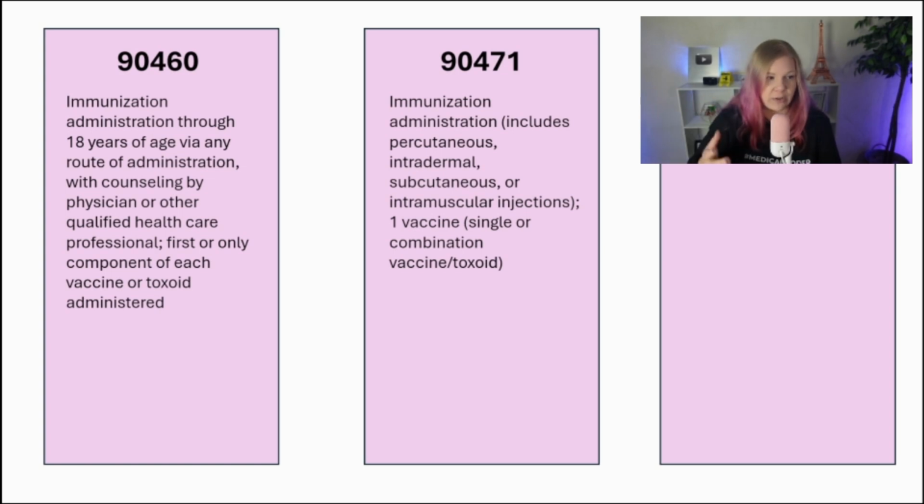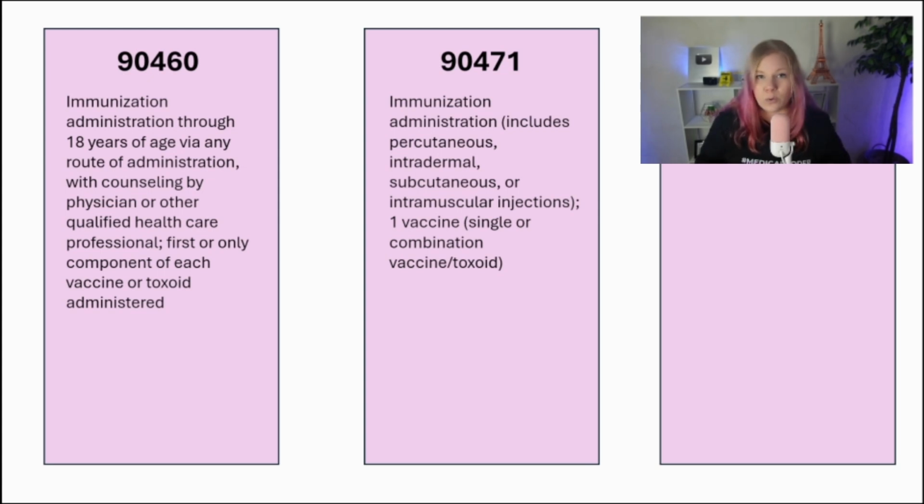In fact, the description, you can see it right here, says immunization administration includes percutaneous, intradermal, subcutaneous, or intramuscular injections, 1 vaccine, single or combination vaccine/toxoid. The difference here is that there's no requirement for counseling, and that is per the entire vaccine and not per each component of the vaccine. So going back to our MMR example, it would just be a 90471 if we're using this code. We wouldn't bill for each component. So for example, if a patient is 10 years old and they get an intramuscular flu vaccine, but we can't find any documentation of the counseling, we can still use that 90471.